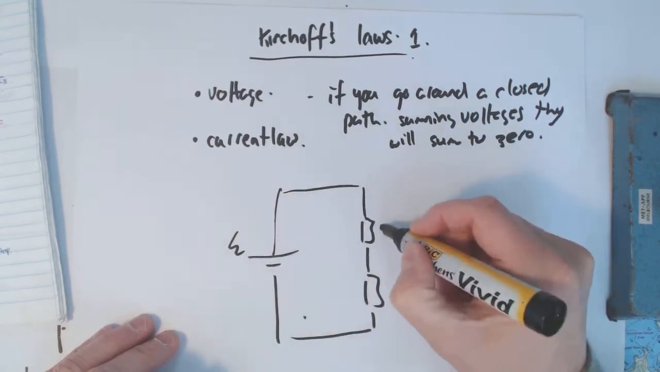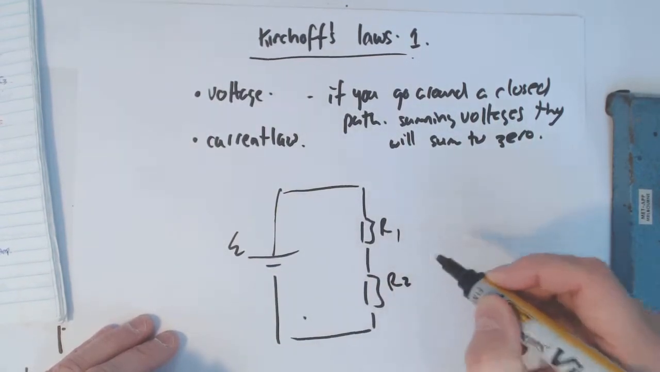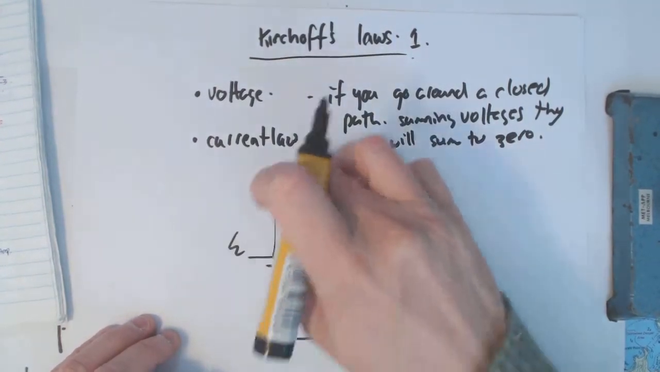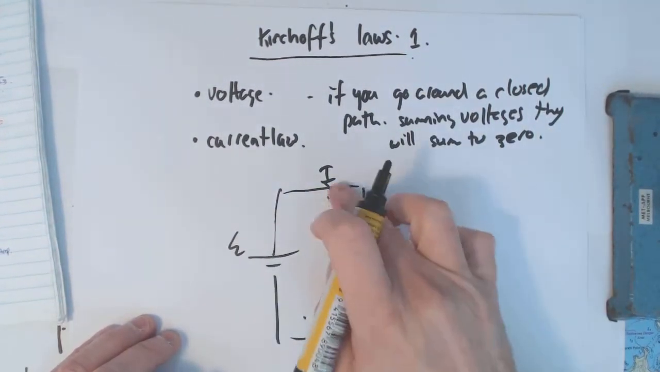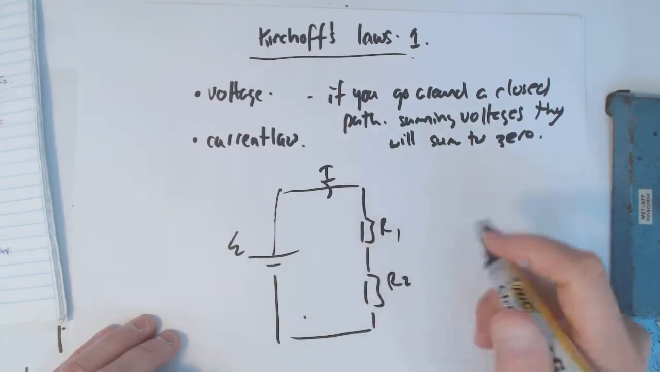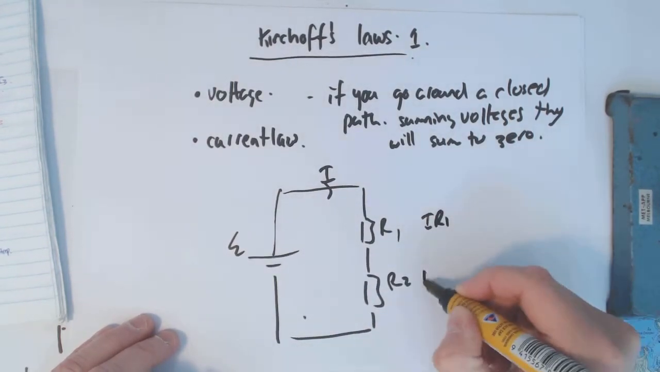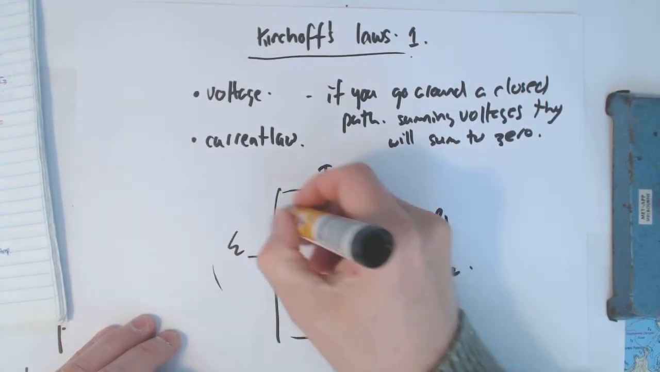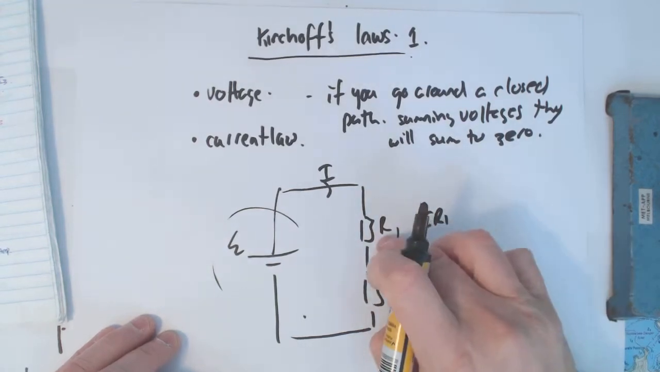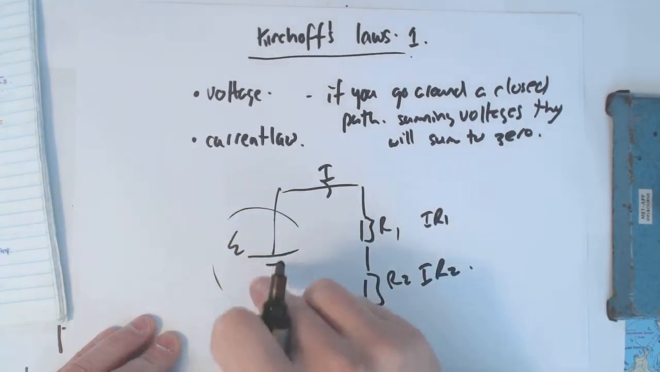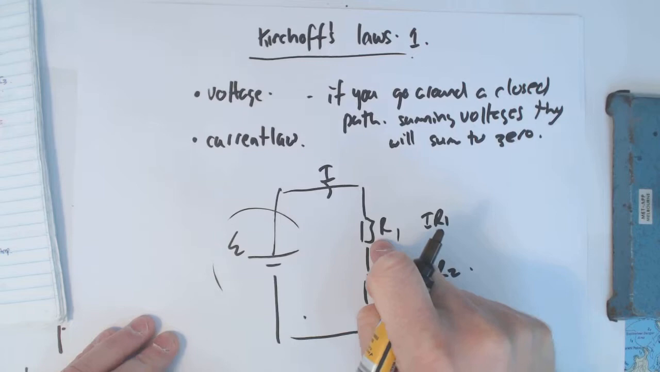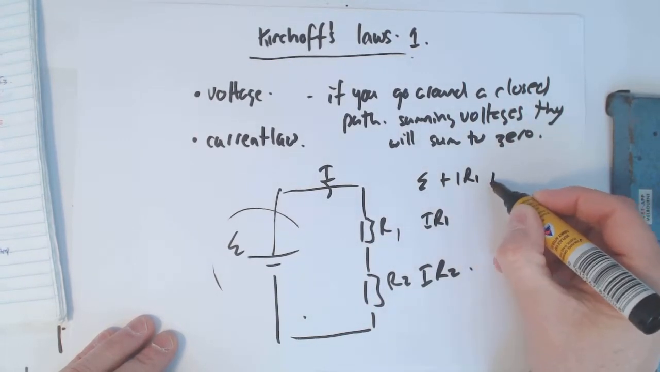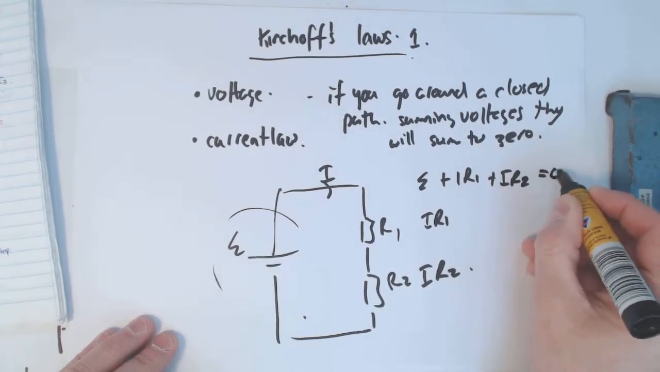Let's call that E, let's call that R1, let's call that R2, let's call that I. What they're basically saying is if I sum up all these voltages, now current's not a voltage, but IR1 and IR2 are voltages. Now this is like you've made a voltage and this is like you've used a voltage. So this is like a positive voltage and these are like negative voltages. So if we go E plus IR1 plus IR2, it will equal 0.